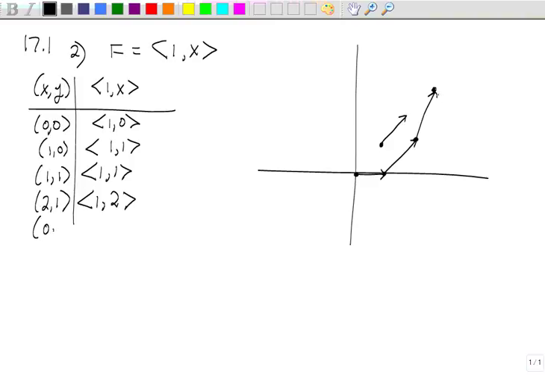And (0, 1). So the point (0, 1) goes to the vector (1, 0). And (-1, 0) is mapped to (1, -1). So (-1, 0) goes to (1, -1). And so on. Let's do this in Maple.